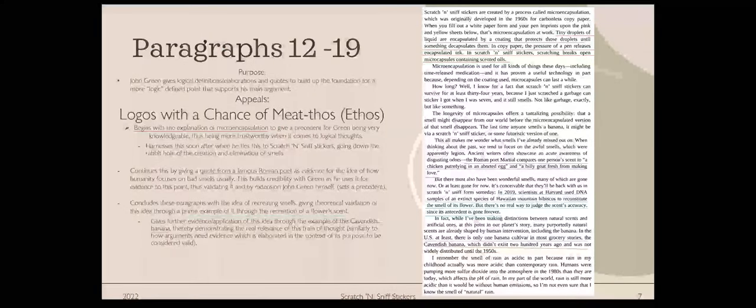Alright, paragraphs 12 through 19. So really what John Green does here is that he gives logical definitions and elaborations and quotes to build up a foundation for another logic-defined point that supports his main argument. Okay, and the appeals that he gives here are, as I'm going to call them, logos with a chance of ethos, if you will.